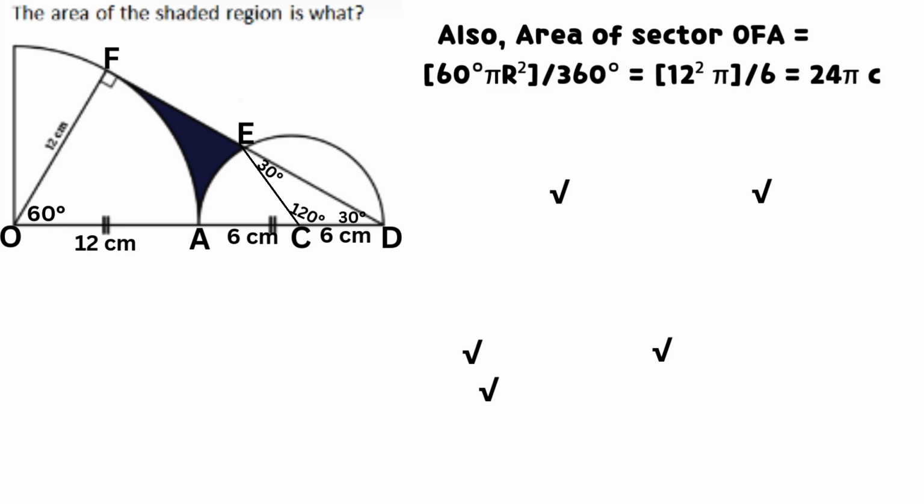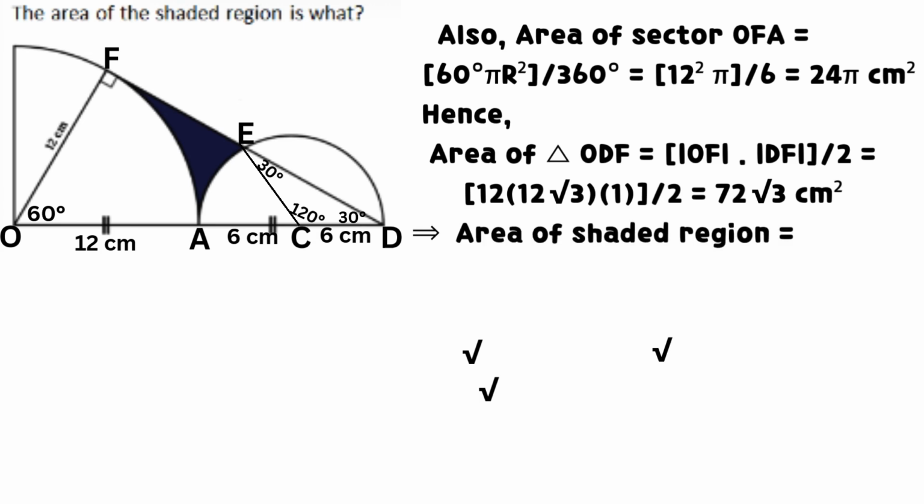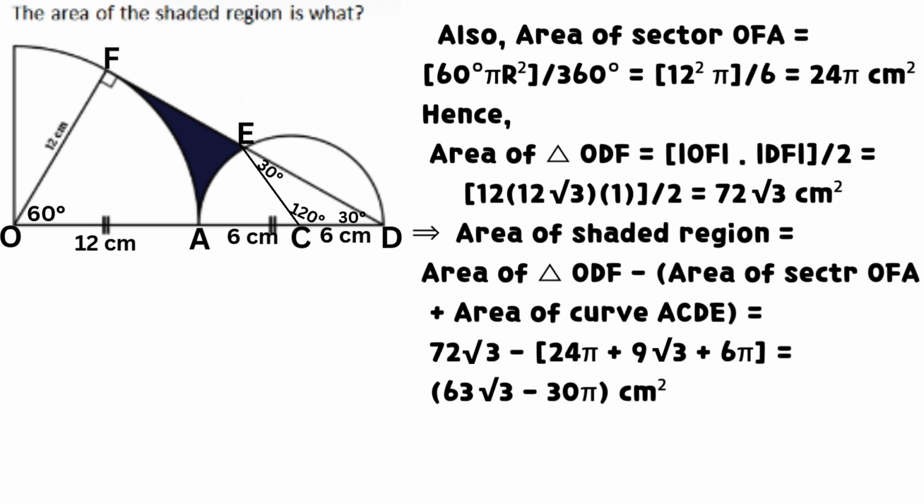Also, area of sector OFA equals 60 degrees times the product of pi and the square of R, all divided by 360 degrees, which equals 24 times pi in square centimeters. Hence, area of triangle ODF equals half the product of line OF and line DF, which equals the product of 72 and the square root of 3 in square centimeters.